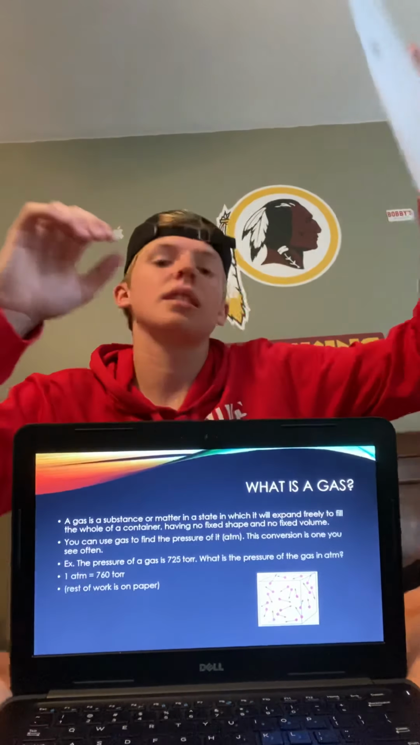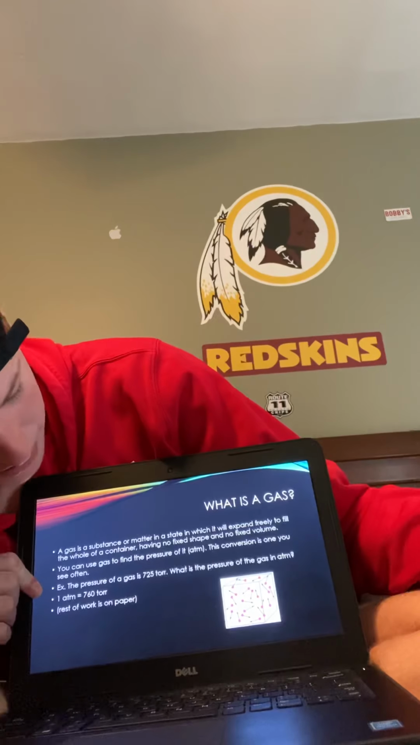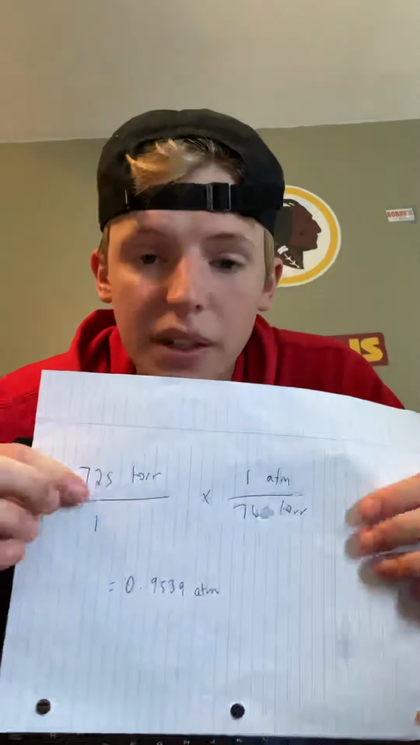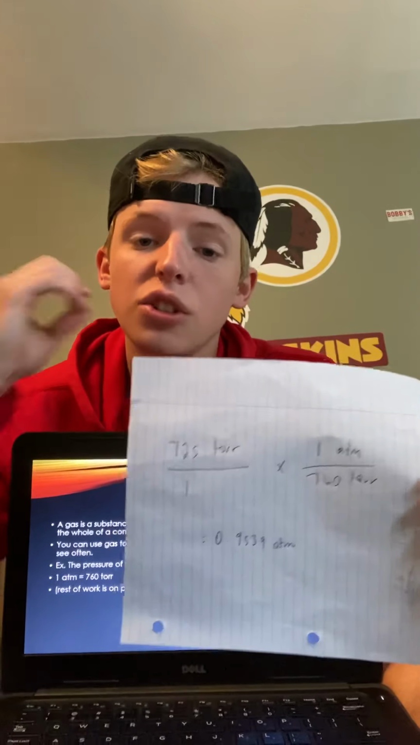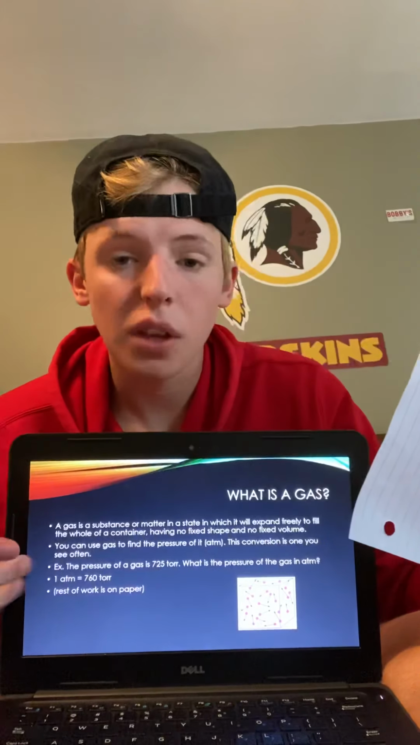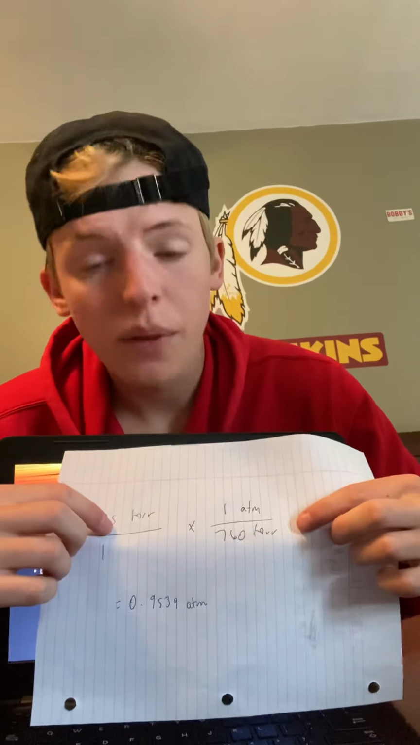So, to set up this problem, we're going to already start with what is given over 1. We always put what is given over 1. Okay, so in the given problem, we have 725 torr. So we're going to put 725 over 1. Okay, that's our first thing. Now, we're going to multiply that to what we already know. So we know that 1 ATM is equal to 760 torr. So we have 1 ATM over 760 torr.